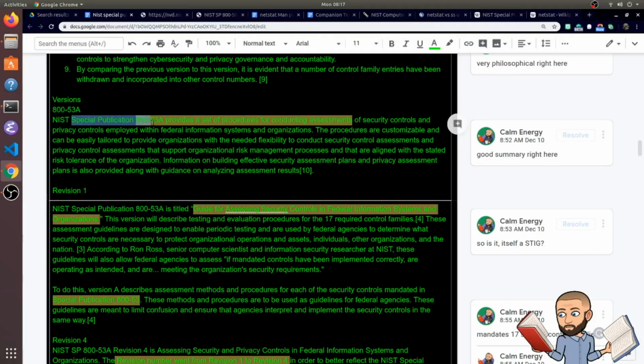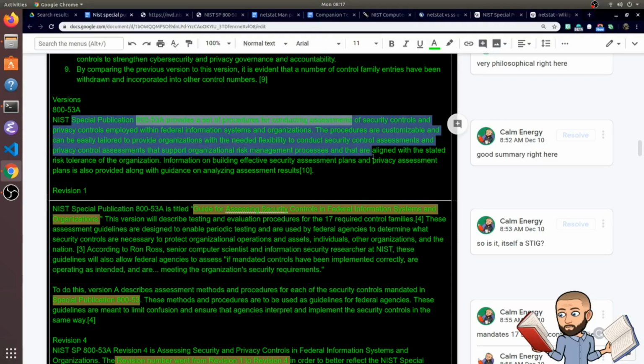853A, NIST Special Publication 853A, provides a set of procedures for conducting assessments of security controls and privacy controls employed with federal information systems and organizations. The procedures are customizable and can be easily tailored to provide organizations with the needed flexibility to conduct security control assessments and privacy control assessments that support organizational risk management processes.